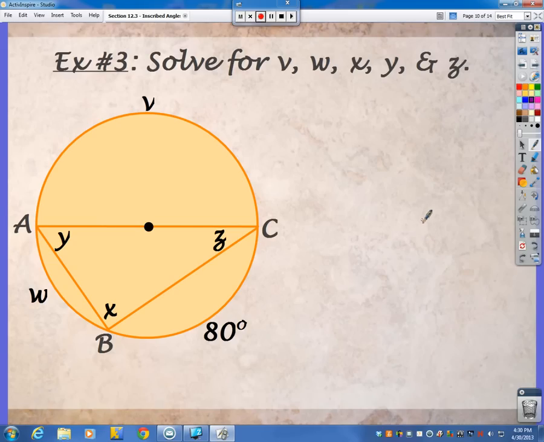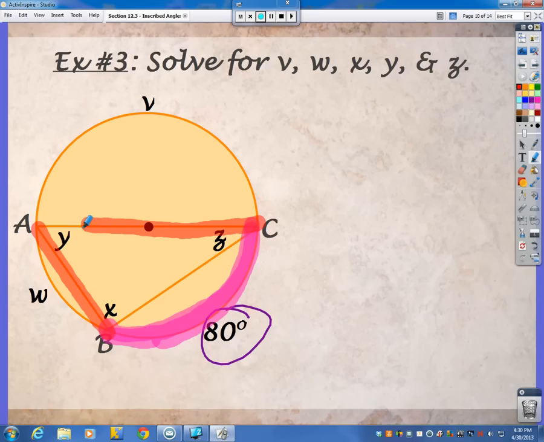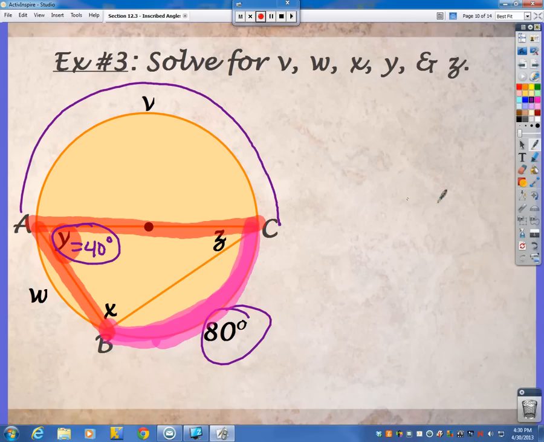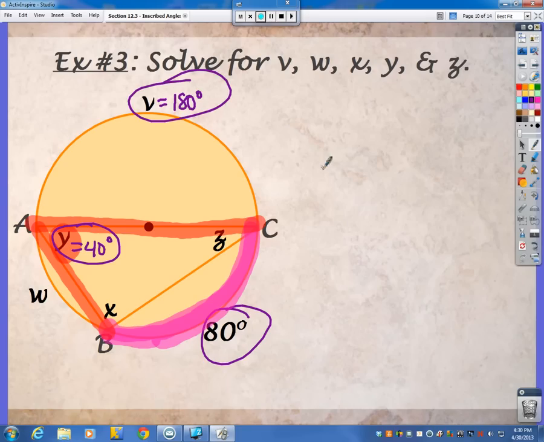Number 3, five things to solve for. V, W, X, Y, Z. I'm going to start with the 80 because that's the only number I clearly see here. So if I take the 80, which is this arc from B to C, and then backtrack to where it went back to, I can follow it back to A, and I can follow this back to A, which is talking about this y. So again, the angle is equal to half the arc. If the arc is 80, the angle's 40. All right, now notice here, AC, that's a diameter. It goes through the center, which means all the way around here is half a circle. Half a circle has 180 degrees, so V is 180 degrees.